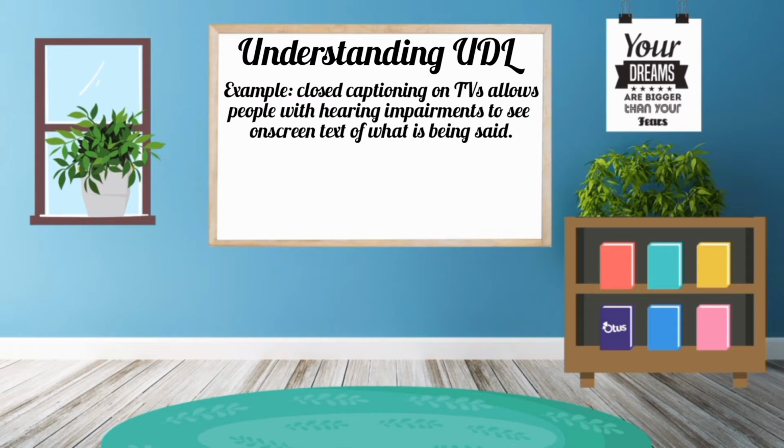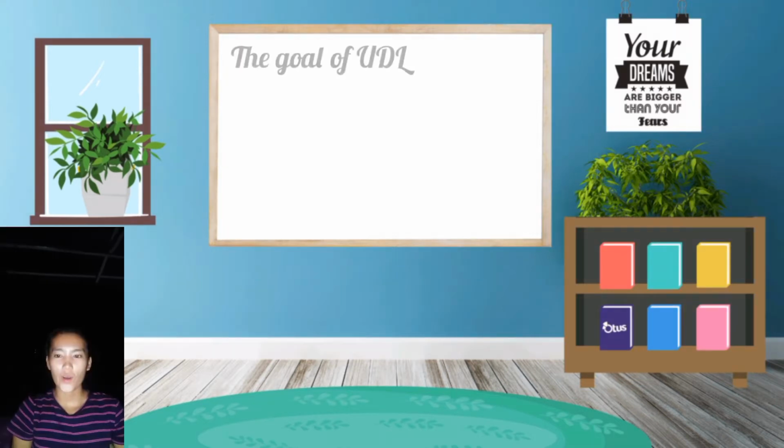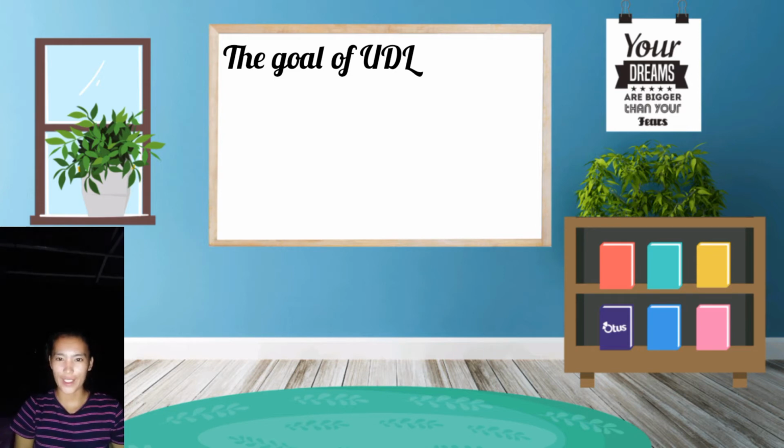If you've ever tried to watch the news or a game in a noisy restaurant, you probably use the closed captions to follow along. UDL provides that same kind of flexibility in the classroom. By applying UDL principles, teachers can effectively instruct a diverse group of learners. They do this by building in flexibility in the ways learners can access information and in the ways students can demonstrate their knowledge.